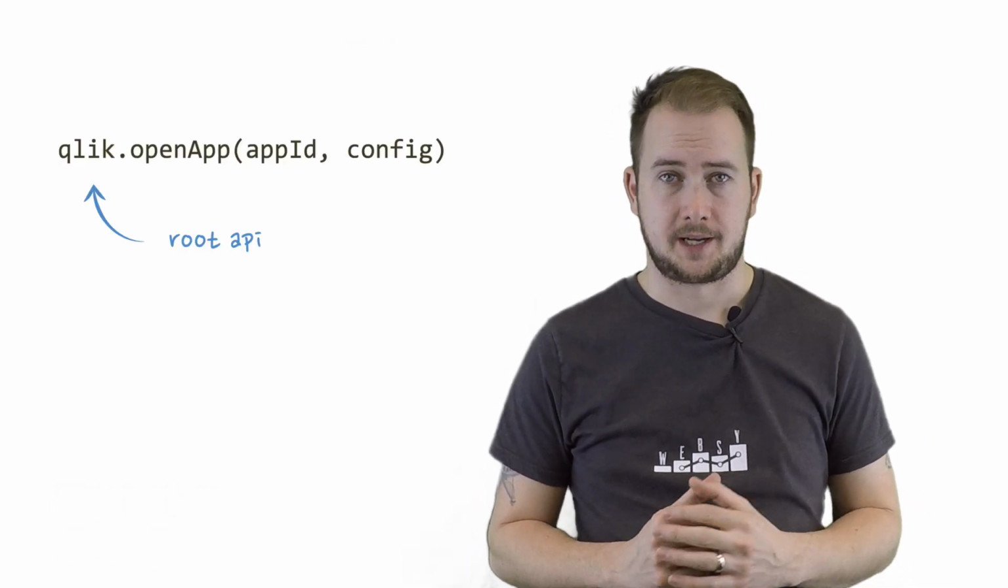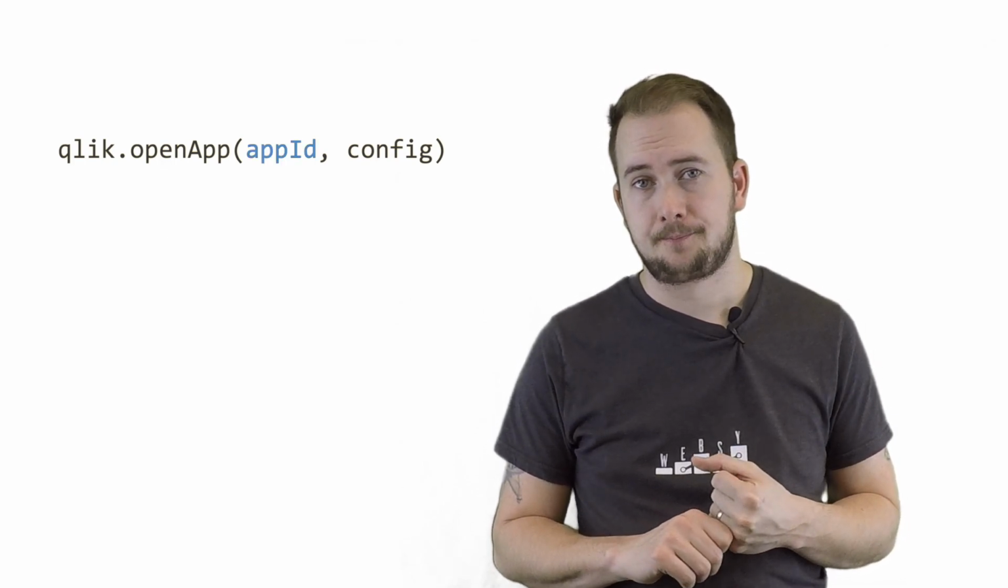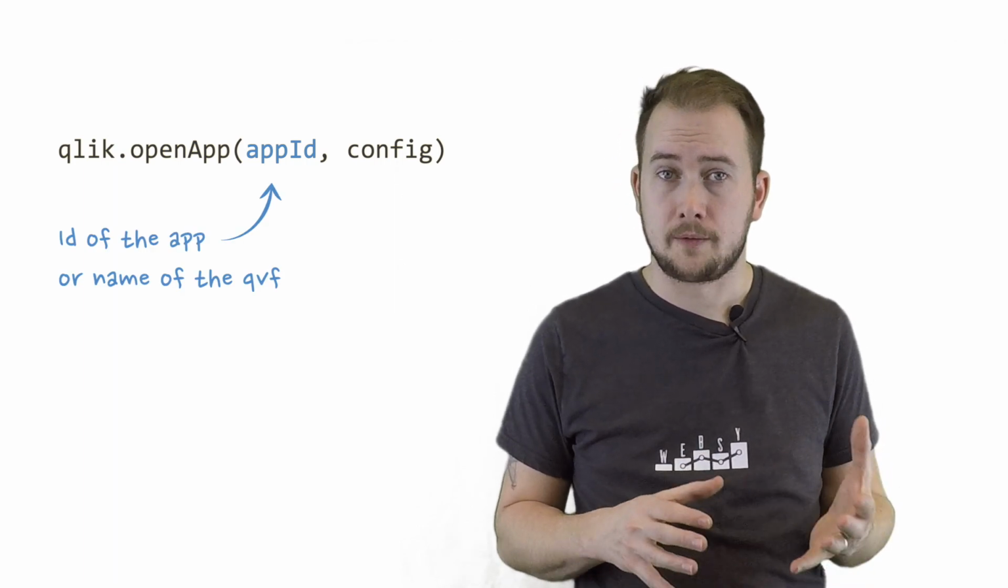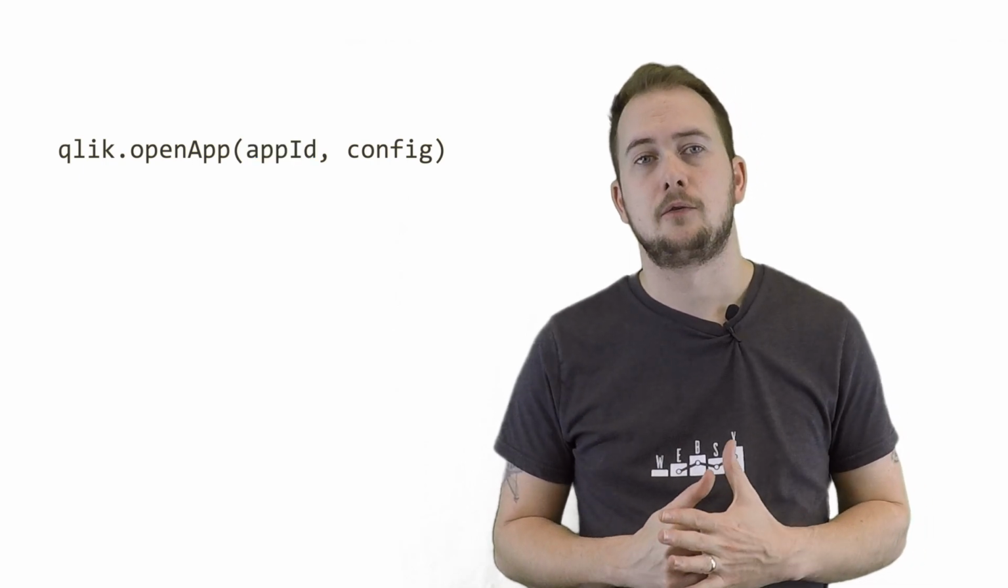To open an application with the capability APIs, we use the OpenApp method on the root API. The method requires at least one parameter, which is the ID of the application to open. Now this will either be the unique ID of the application, or in the case of Qlik Sense Desktop, the name of the QVF file, including the file extension and either with or without the fully qualified path. To ensure Qlik knows where to find the application, we'll also pass in a second parameter.